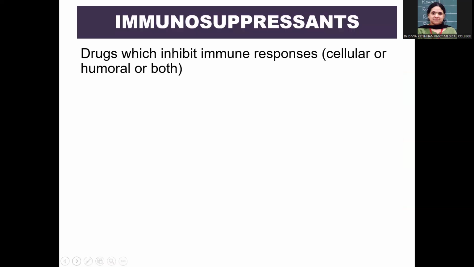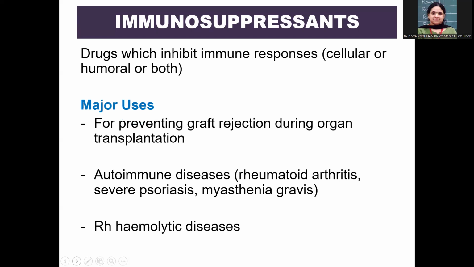Now, let us see what are immunosuppressants. So, these are the drugs which inhibit the immune responses. They can either inhibit the cellular or the humoral or both. So, where are these immunosuppressants used? They are used for preventing graft rejection during different types of organ transplantation, like the kidney transplantation, bone marrow transplantation, and so on. They are also used as second-line drugs in autoimmune diseases like rheumatoid arthritis, severe psoriasis, myasthenia gravis, and it is also used for Rh hemolytic diseases.